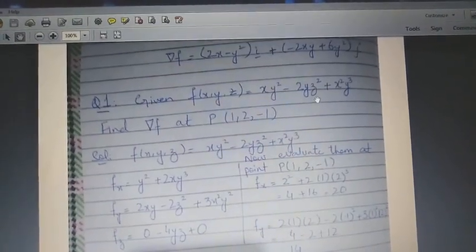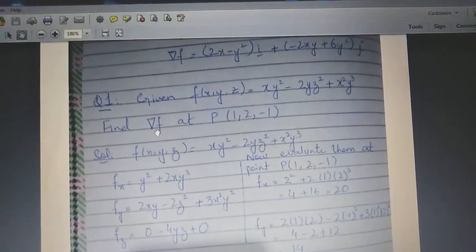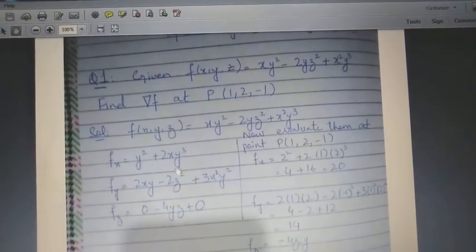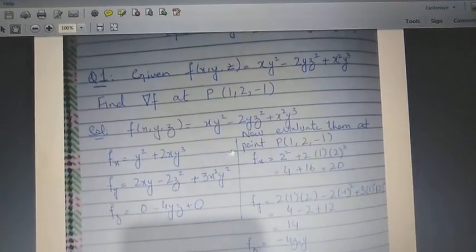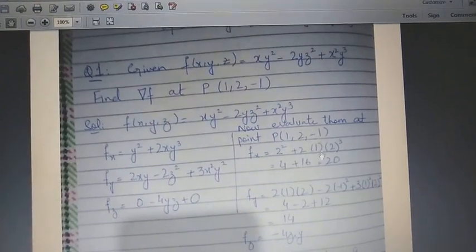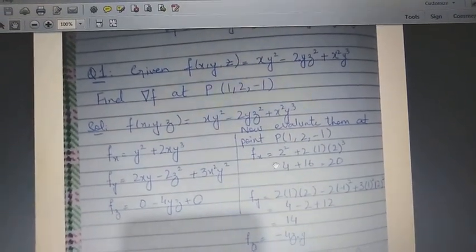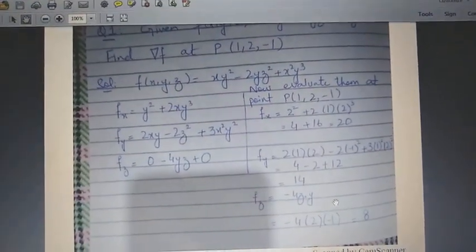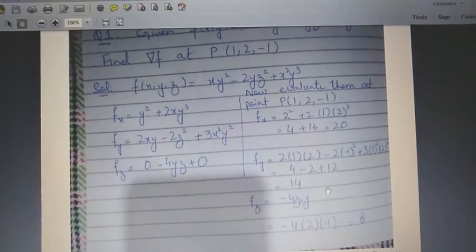Now here you have question number 1. The function is depending on three variables x, y, z. You have to find the gradient of f at a particular point. You find the first order partial derivative with x, y, z. Now you will evaluate these partial derivatives at the specific point. So the first order partial derivative for x is 20, for y it is 14, and for z it is 8. These partial derivatives give you the scalar.